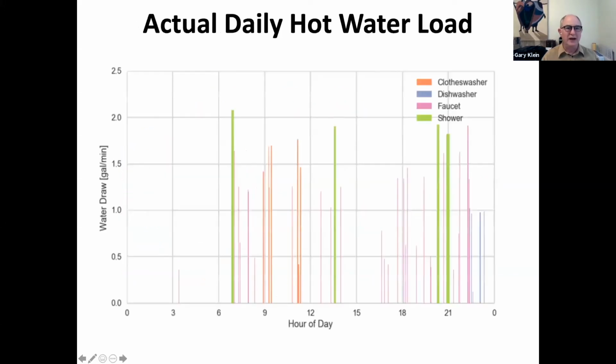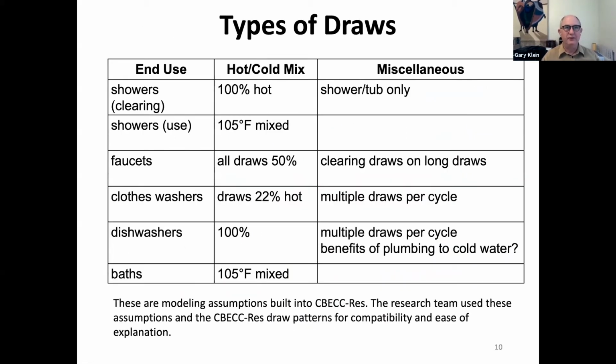But this is what actually happens. There are discrete uses separated in time and space. It is not a sine wave. There are gaps in use, and there's very, very little overlap. This is what's really happening in buildings. So we have different types of draws that we had to analyze for our research project.